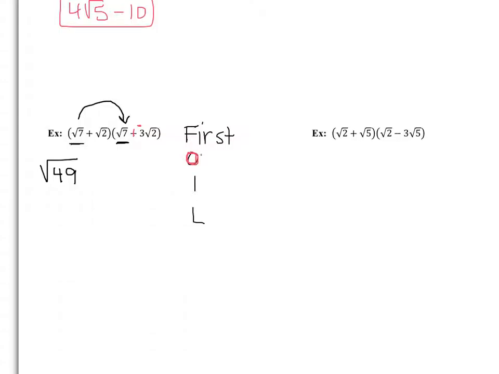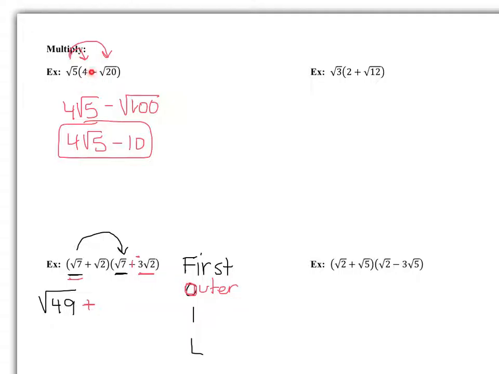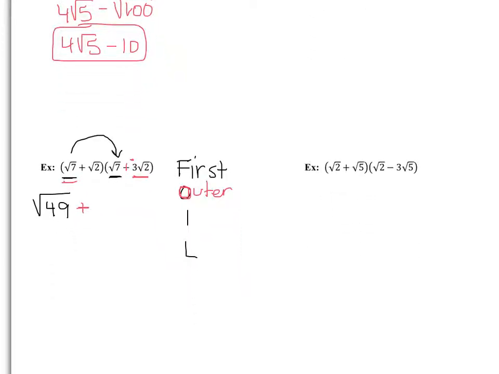O means outer. If you look at this entire problem, I want to do the two things on the outermost edges, which are radical 7 and negative 3 radical 2. I'm going to bring down a plus sign, just like up here I brought down a minus sign because that's what was separating them. I've changed this all to plus on purpose, so I don't have to really think about it. Now I multiply my outer edges, radical 7 and negative 3 radical 2, and I get negative 3 radical 14, because 7 and 2 are both inside the radical, so I can multiply them together.